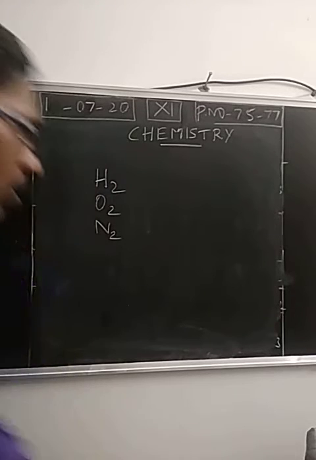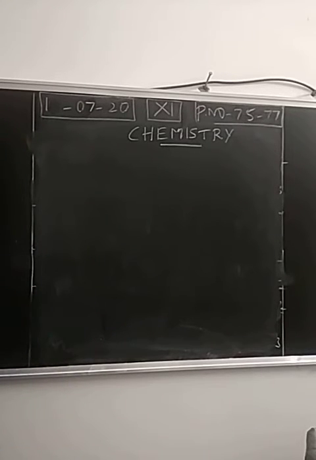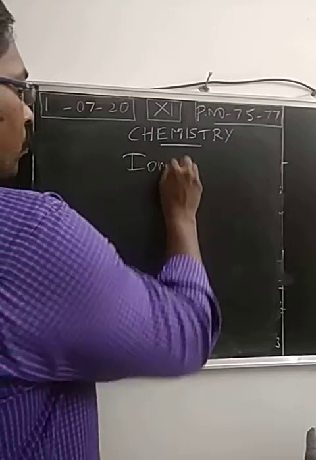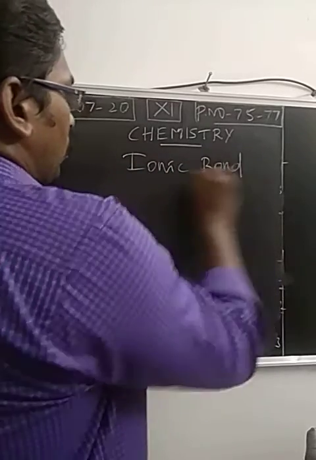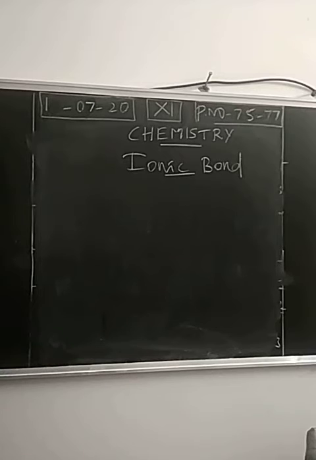Next we move into a new type of bonding called ionic bonding. Another name for ionic bond is electrovalent bond or dative bond. Now, first three questions. What is an ionic bond? An ionic bond is an electrostatic force of attraction that exists between oppositely charged ions. When you take a compound, the force of attraction present between the oppositely charged ions is called ionic bond or electrovalent bond.